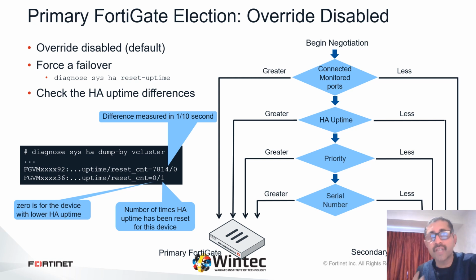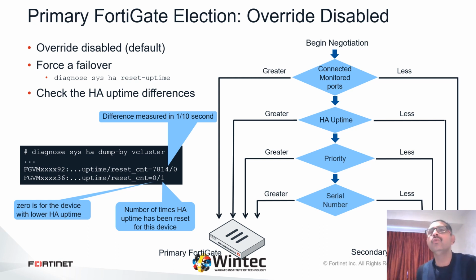The second thing is that the cluster compares the high availability uptime of the individual devices. If the high availability uptime of a device is at least 5 minutes more than the high availability uptime of the other FortiGate devices, it becomes the primary. Third, the FortiGate with the configured highest priority becomes the primary. And fourth, the cluster chooses the primary by comparing their serial numbers. Now when HA override is disabled, the high availability uptime has precedence over the priority setting.